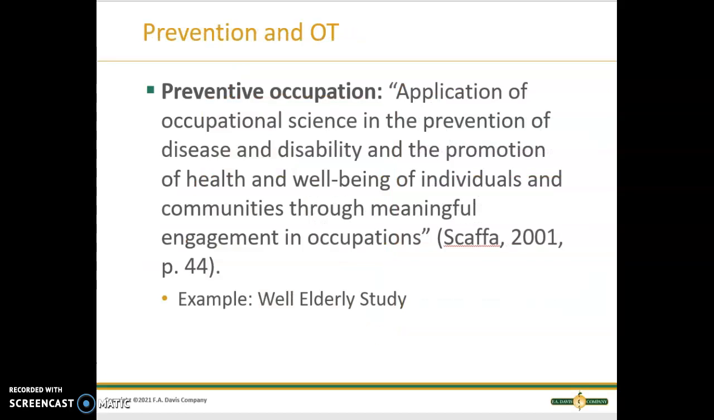So as we explore prevention in occupational therapy, let's define preventative occupation. It is the application of occupational science in the prevention of disease and disability and the promotion of health and well-being of individuals and communities through meaningful engagement in occupations. This really sounds a lot like our vision statement, doesn't it? An example of preventative occupation is defined within Chapter 2. Please read a little further about the Well Elderly Study. This is a perfect example of occupational therapy's role in preventative occupation.